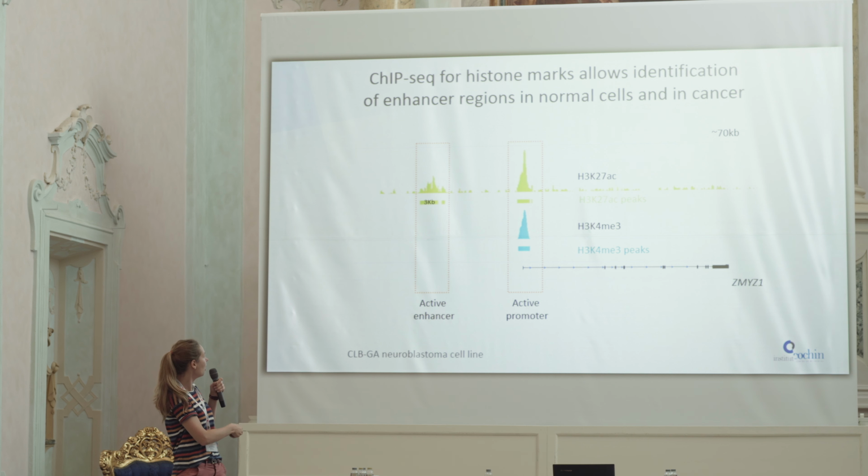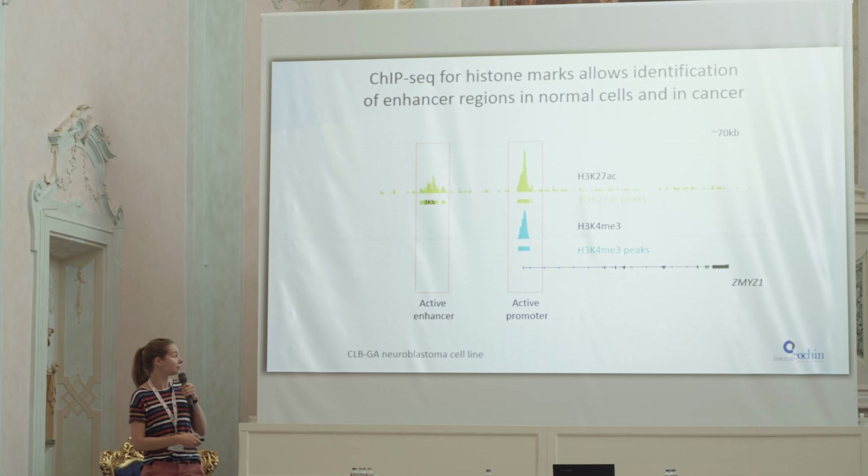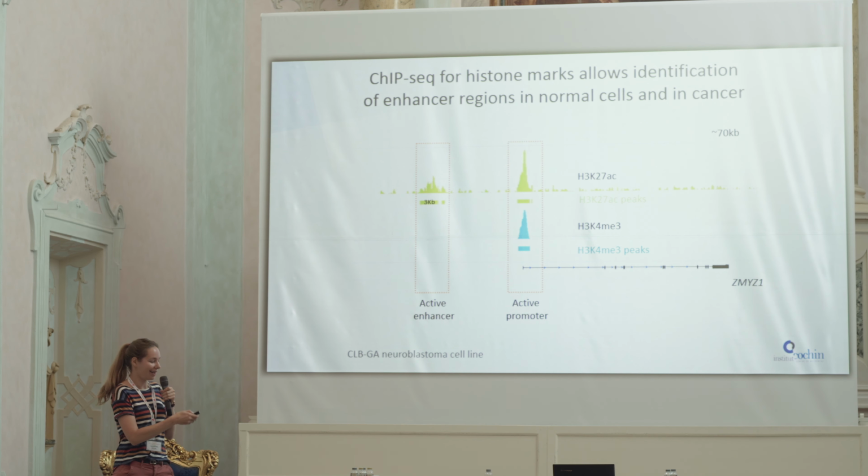Here on the left you see another region where you have some enrichment of this K27 acetylation mark, and you don't see any promoter mark here, so you can think that this region is an enhancer region. And you see that the signal is quite narrow, so here it's only 3 kb.